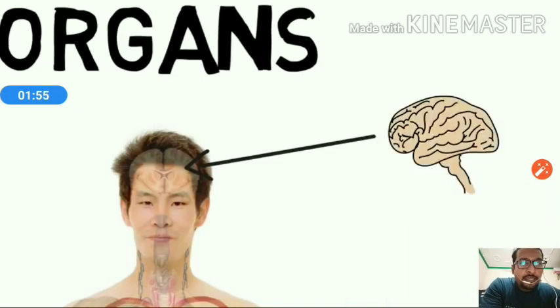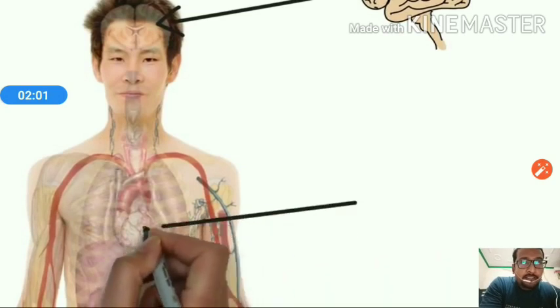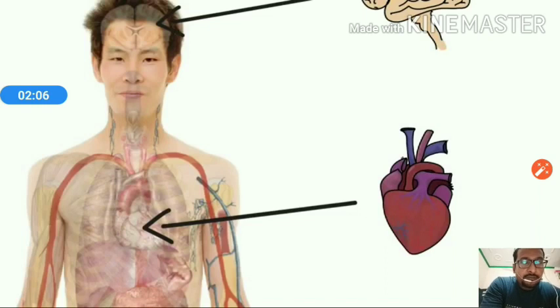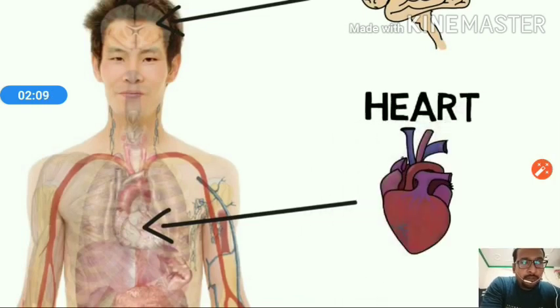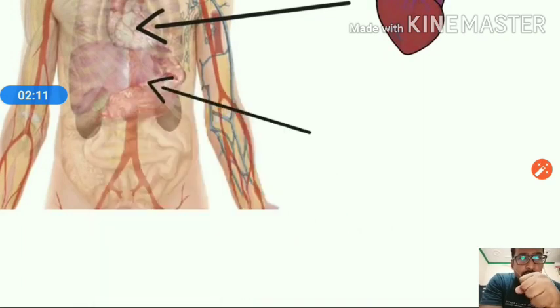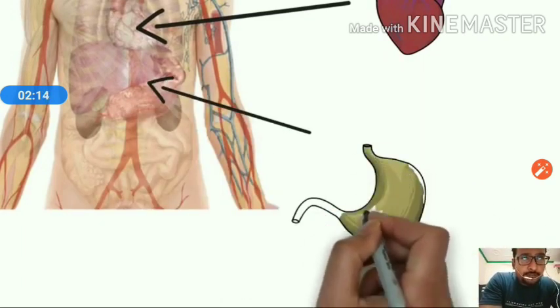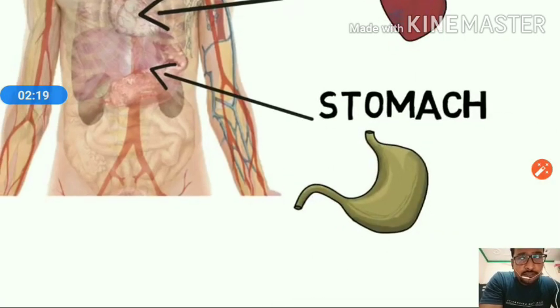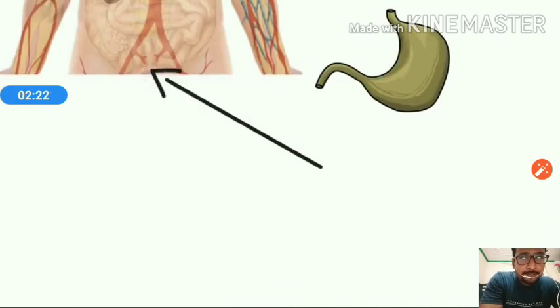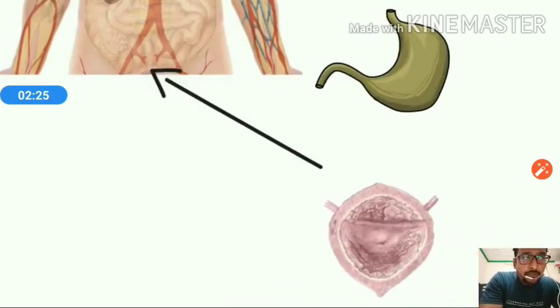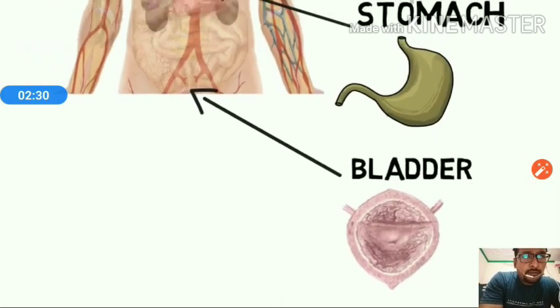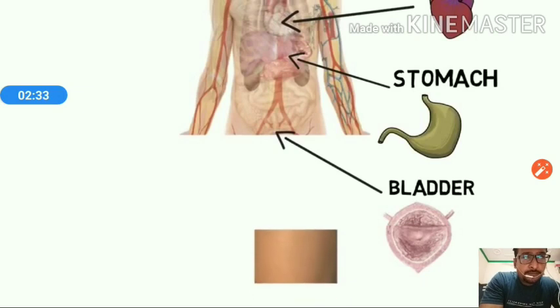The brain at the top, which controls all the parts of the body. The heart, which is the size of your fist. When you hold your hand like this, that will be the size of your heart. Then you have the stomach. We will discuss the functions of the circulatory system later on. Then you have the urinary bladder. These are some of the parts, and we have many more other organs.